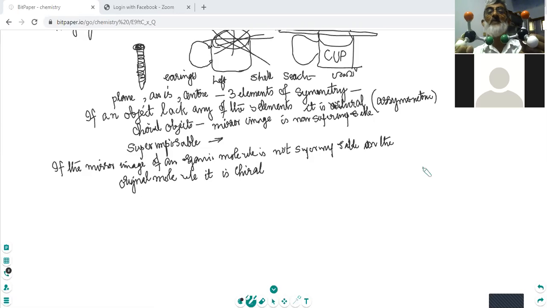Now see whether I can superimpose them. How do you superimpose? Bring the identical groups in the same direction. See here. I bring the identical groups in the same direction. Which are the identical groups? Two hydrogens. So I have, see, these two hydrogens are on the same side. And these two hydrogens are on the same side. Okay, now observe the other two. Now see here. The other two are in the same direction, right?